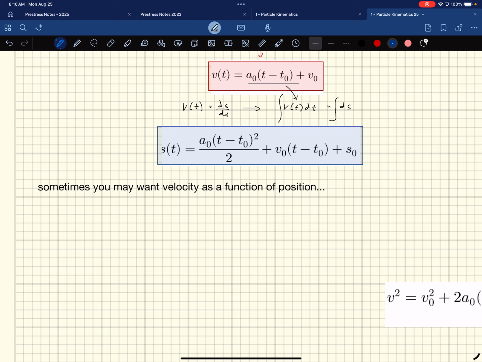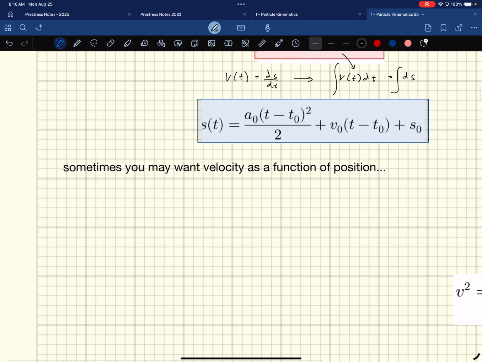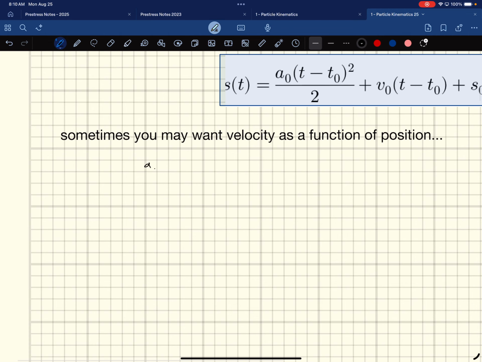Sometimes you may want velocity as a function of position. It might just happen sometimes. Certain problems you're solving, you might want to go that route, okay? And so there's a way of doing that. With constant acceleration, there's kind of a shortcut we can do. a naught is equal to dv dt. There's also a good point to introduce the chain rule. We're just saying a naught, my acceleration, is the time rate of change of my velocity.